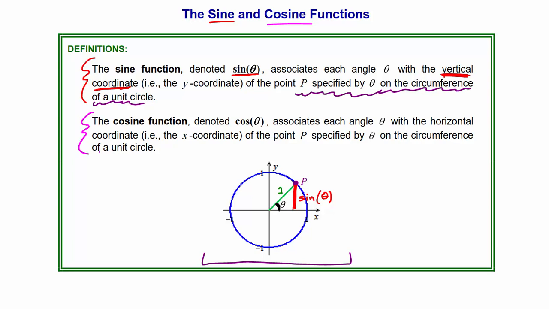All right, and then cosine of theta is denoted cosine theta, and it denotes each angle theta with the horizontal coordinate of the point P specified by theta on the circumference of a unit circle.